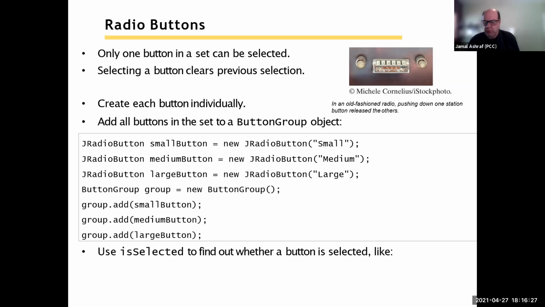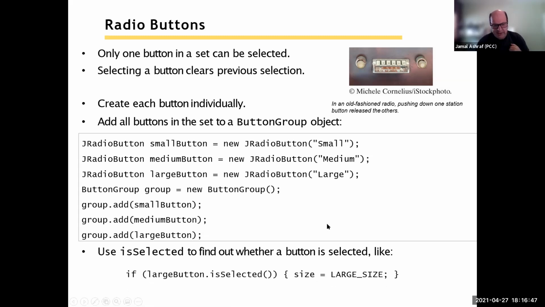So how do I know which one is selected? I'm going to be using a Boolean method called isSelected. That's the way I know which one is selected. So I have a group of radio buttons, and if one of them is clicked, the other one cannot be clicked. Then I check it with isSelected.